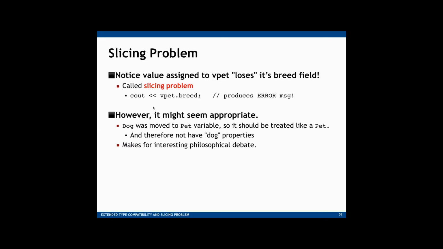You can argue that this is a logical consequence because the Dog object was moved to a Pet variable, so it should be treated as a Pet and therefore not have properties specific to Dog. This may sound logical. Anyway, this is known as the slicing problem.